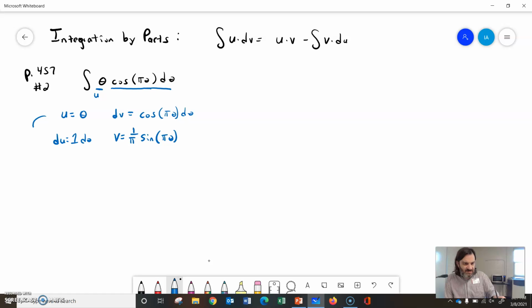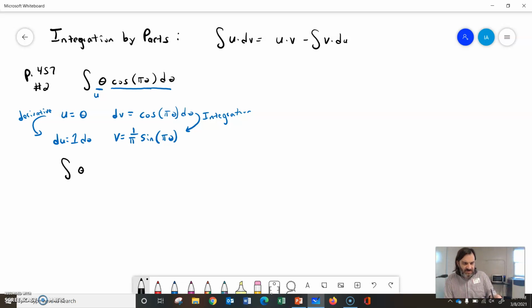So in this case we did a derivative on the u and we did an integration on the dv. So one part we're going to take the derivative of, and the other part we're going to integrate. So once we have that, we're going to come back and plug in the parts and see what happens.